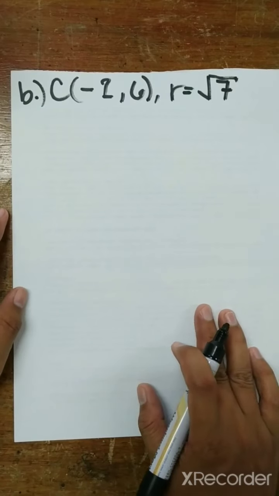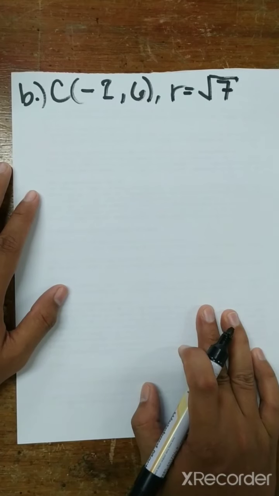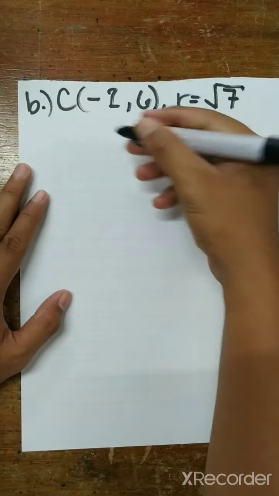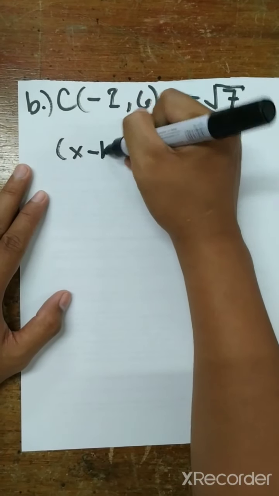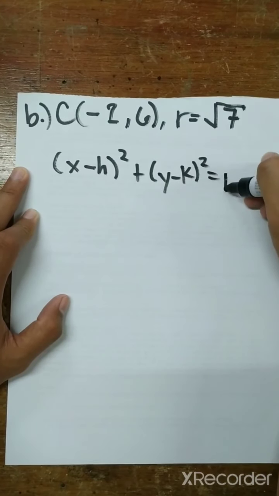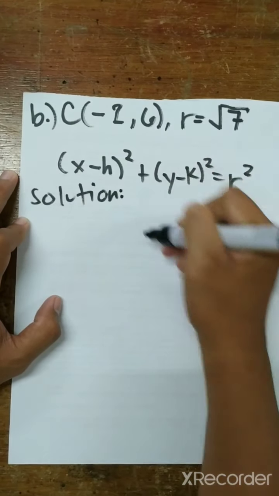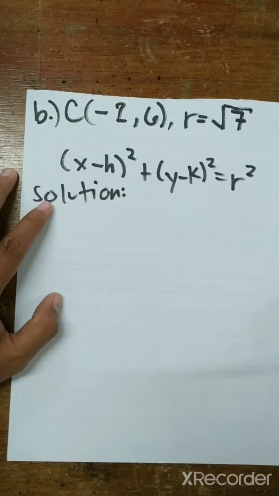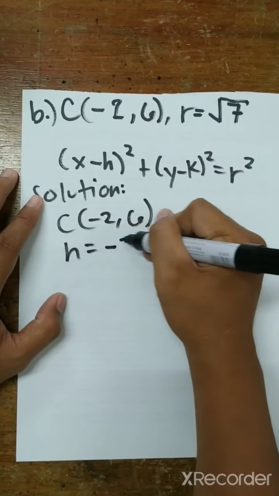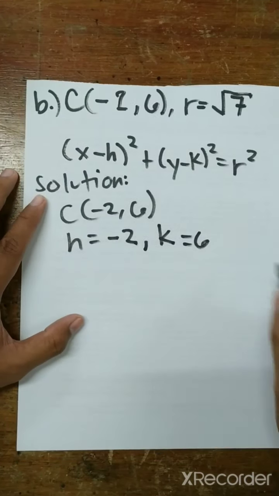Okay, in our second example, we have center at (-2, 6), radius square root of 7. So obviously, this is a circle with center at (h, k). So our formula for that, we have (x minus h) squared plus (y minus k) squared equals r squared. Okay, so our solution. Since our center is at (-2, 6), obviously, our h is -2 and our k is 6. Okay, and we have our radius, of course, square root of 7.